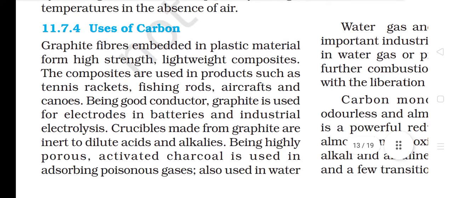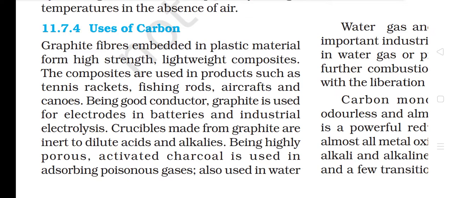Uses of carbon. Graphite fibers embedded in plastic material form high-strength, lightweight composites. The composites are used in products such as tennis rackets, fishing rods, aircrafts, and canoes. Being a good conductor, graphite is used for electrodes in batteries and industrial electrolysis. Crucibles made from graphite are inert to dilute acids and alkalis.